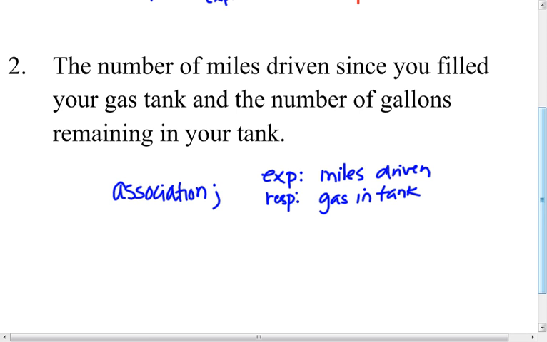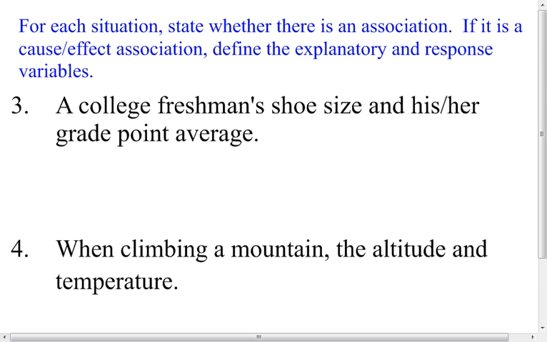Okay, a few more. A college freshman's shoe size and his or her grade point average. And I don't think there's probably any correlation, any relationship between your shoe size and your grade point average. There's people with really small feet that are really smart, people with small feet that are not so smart, and vice versa, okay? Not a relationship at all. No association between your shoe size and your grade point average. So we are just done with that. That's all we have to do.